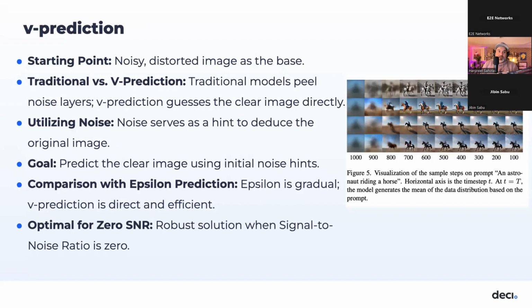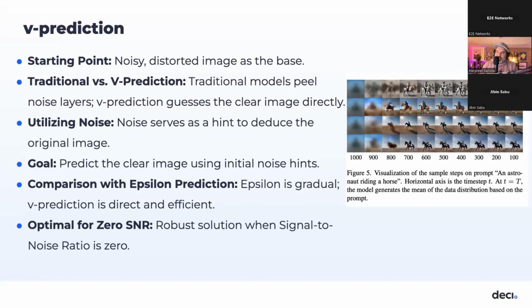V prediction. So here's a breakdown of how V prediction works. Imagine you have an image that's covered in noise that makes it look blurry or distorted, kind of like the far left of what you see on your screen here. That noisy image is the starting point. Typically the model is going to try to remove the noise step by step and gradually reveal that clear image underneath. It's kind of like peeling layers of an onion. But with V prediction, the model is taking a different approach. Instead of peeling back the noise one at a time, essentially the model is going to guess what the clear image is going to look like in just one go.